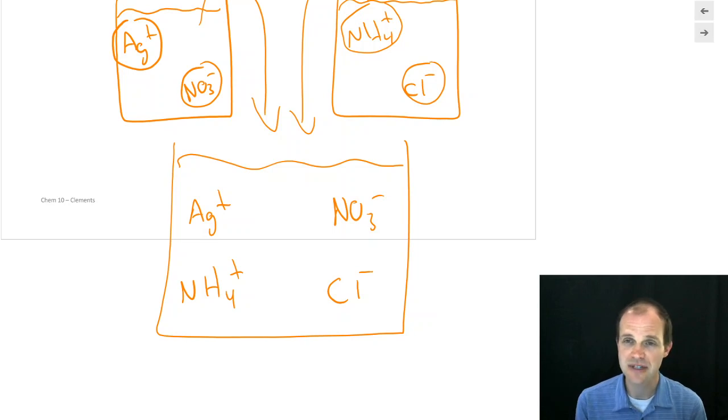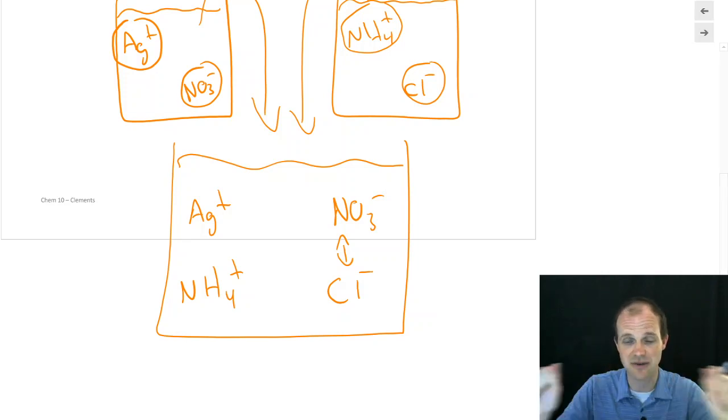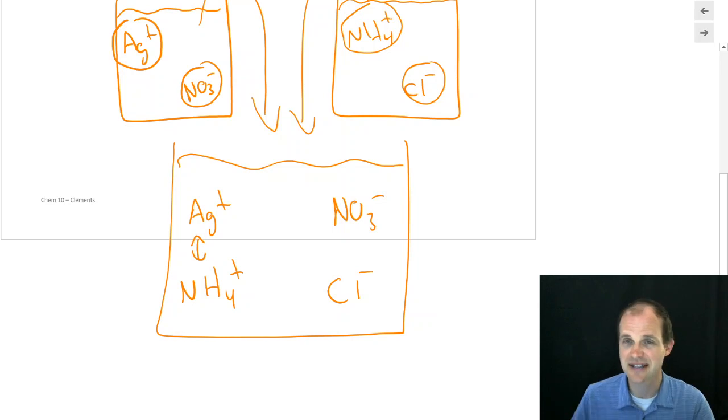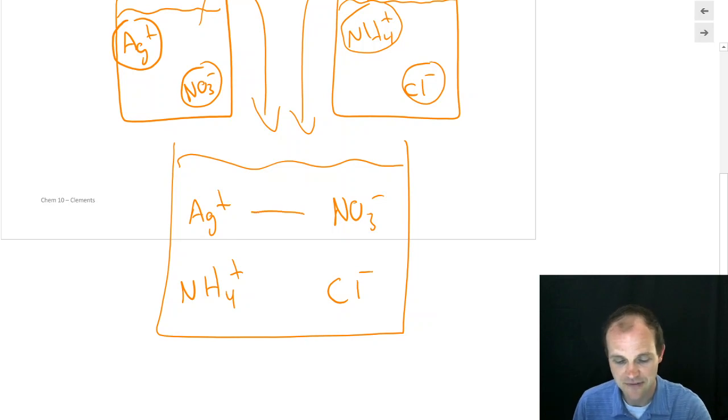And there's some really easy things that we can eliminate. The nitrate and the chloride are not going to interact with each other. They're both negative ions. So even if they start to get close to each other, they're going to repel each other. Same thing for the ammonium and the silver. As they get close to each other, 2 positive ions just going to repel each other. So we don't have to worry about those guys interacting with each other. We already figured out that silver and nitrate is soluble, so we don't have to worry about that one. We already figured out that ammonium and chloride is soluble, so we don't have to worry about that one.